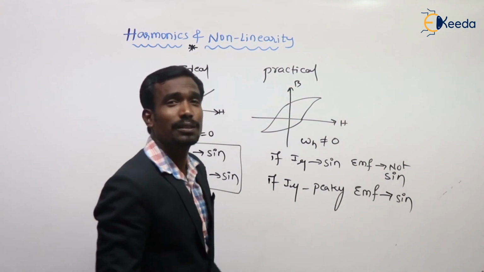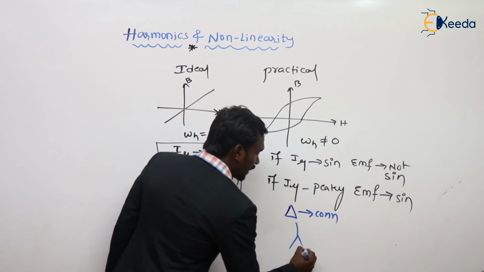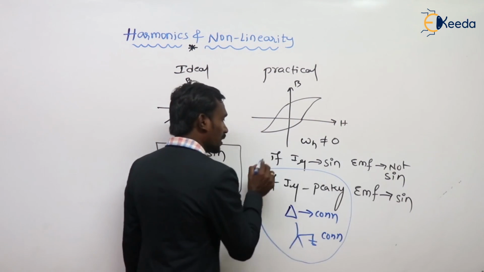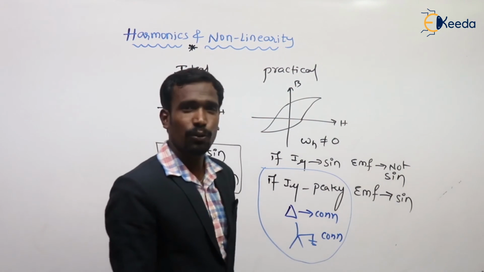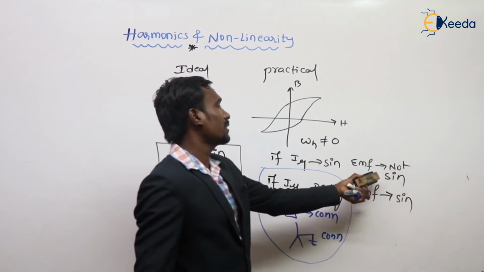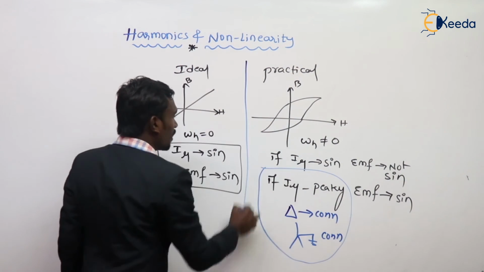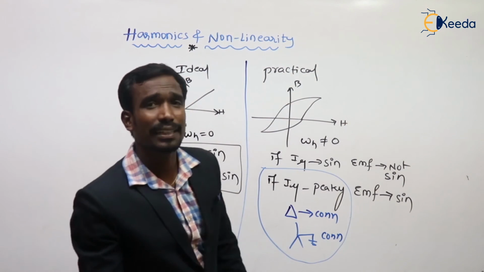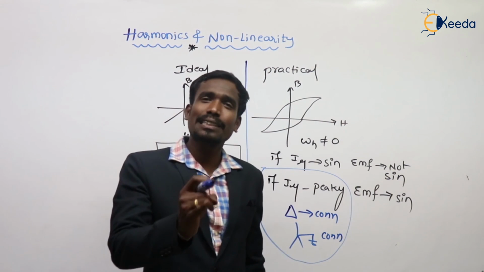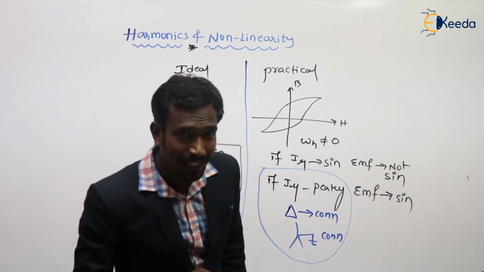How can we get I mu as a peaky wave? Either by using delta connection or by using star with neutral grounding connection. We can get I mu as a peaky wave, then the EMF is sinusoidal. Otherwise, EMF is not sinusoidal. This is due to non-linearity. This is simply the overview of harmonics and the non-linearity concept. Are you okay? Understood? Right? Thank you, sir.